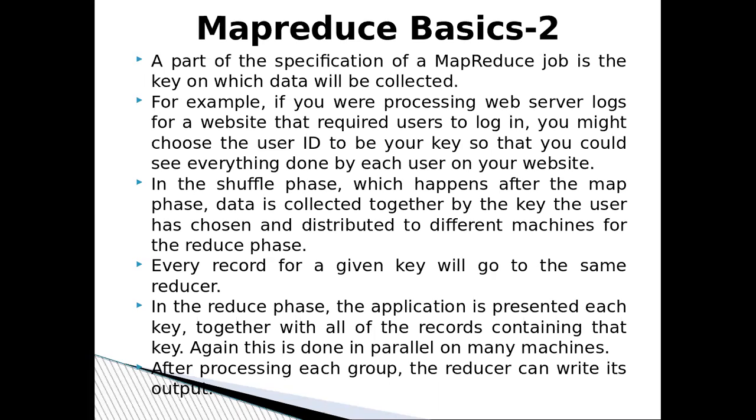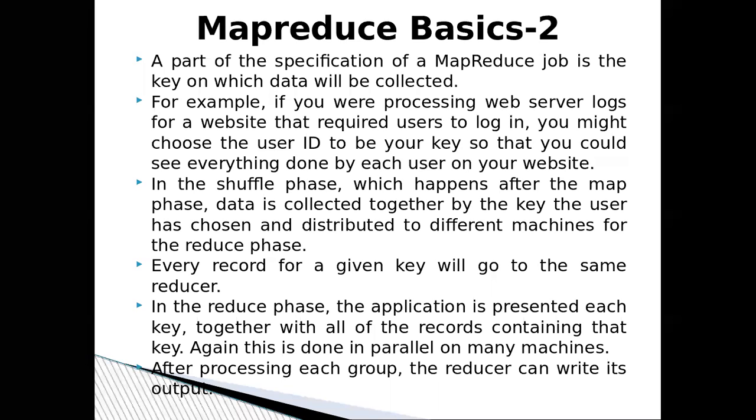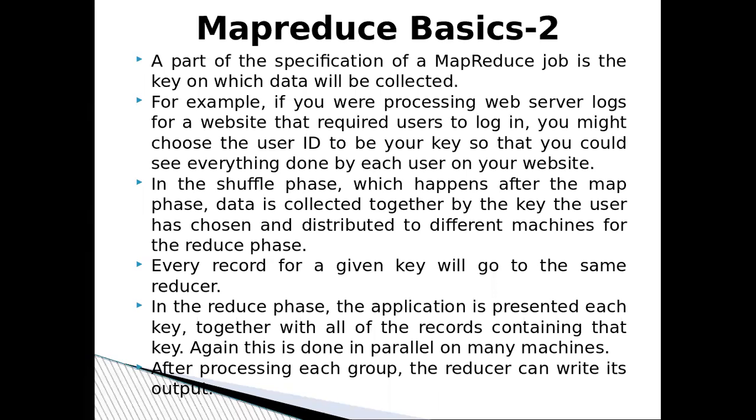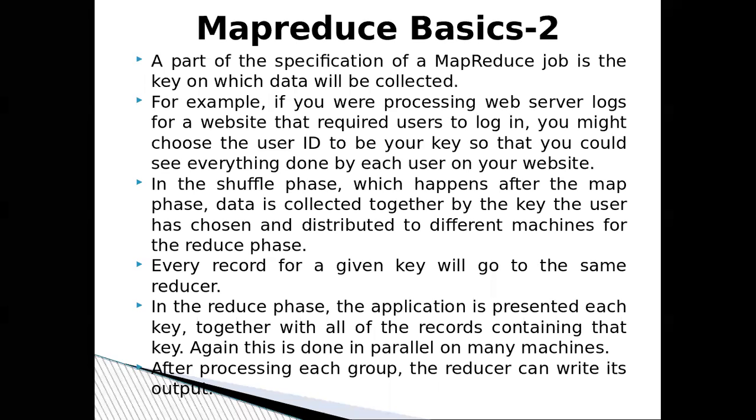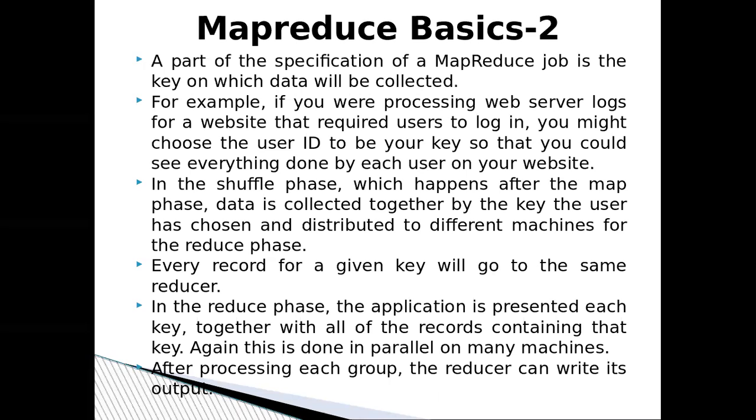So if you are processing those logs, if you are seeking information analysis from such logs, you would choose the user ID to be your key, so that you could see everything that a user has done on the website. And after the map phase, there is a shuffle phase, in which data is collected together on the basis of the key the user has chosen, and then it is distributed to different machines for the reduce phase.